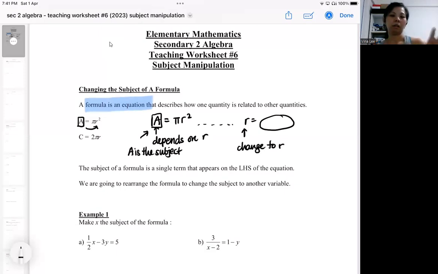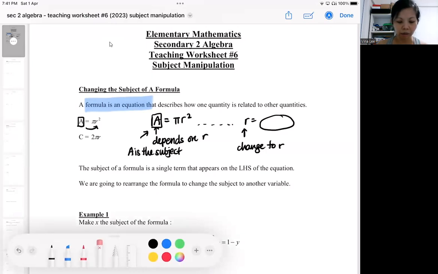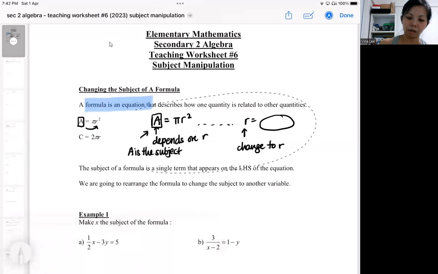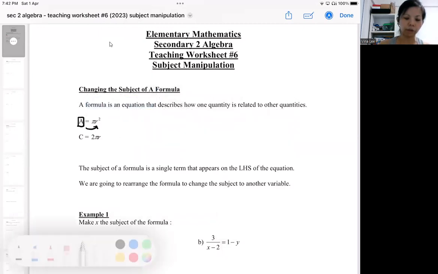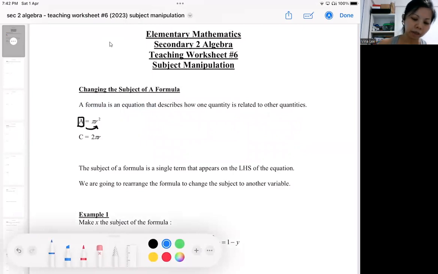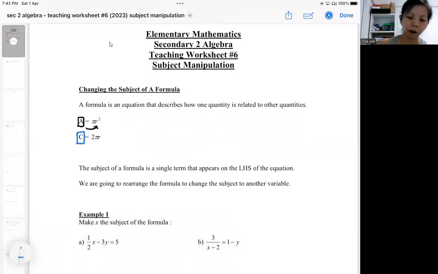In this topic, we will be learning to change a subject. We can change the subject to anything that we want in the formula. That is one of the basic ideas first. Then later on, I slowly move you on to the conditions. For example, C is 2 pi r. C is the subject, like the main person, and C depends on R.